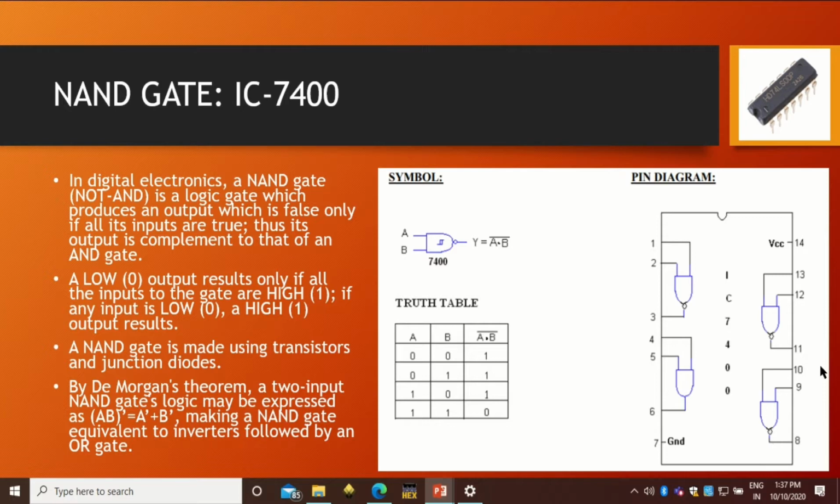And similarly on the right side you can see there are two more NAND gates. If I want to implement this NAND gate, I need to provide input at the first and second pin, and I need to check the output at the third pin. To this third pin I can connect an LED and check the different combinations of inputs. We will see how this NAND gate can be implemented on the breadboard.